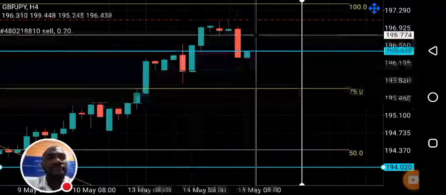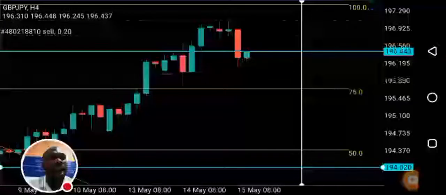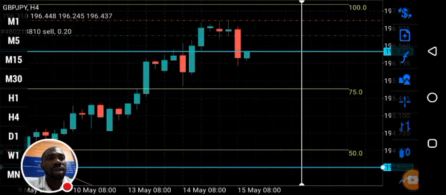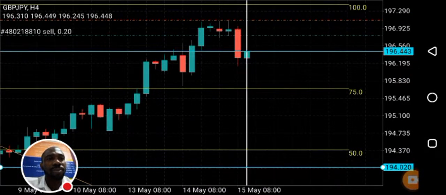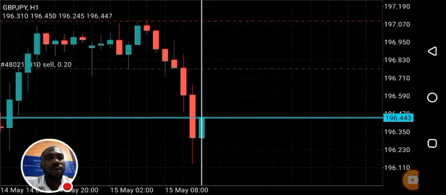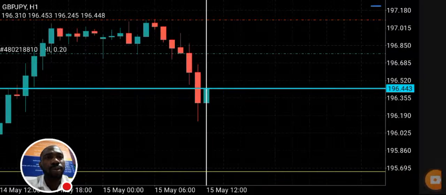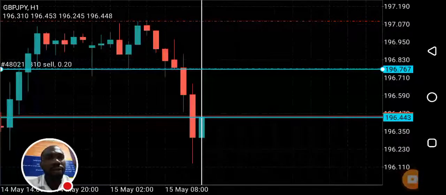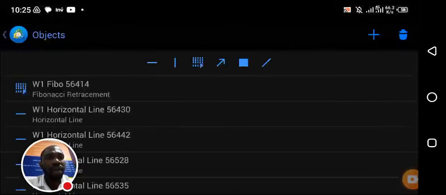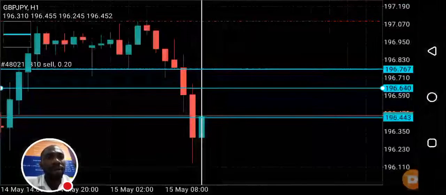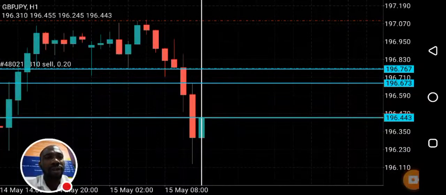So price is pulling back now. Why is price pulling back? After the formation of this engulfing candle, let's go down to 1 hour. I'm sure a fair value gap has been created on 1 hour. Okay, so we had a fair value gap here. So it's likely going to pull back to fill this fair value gap.